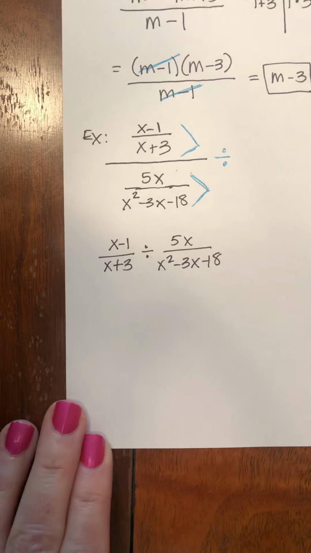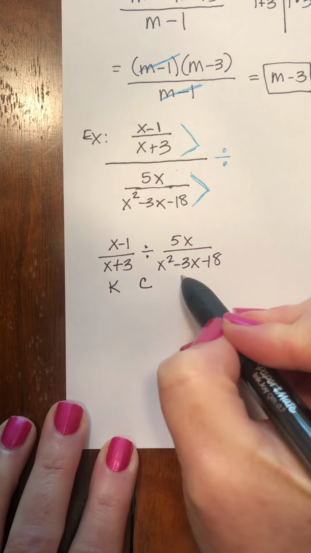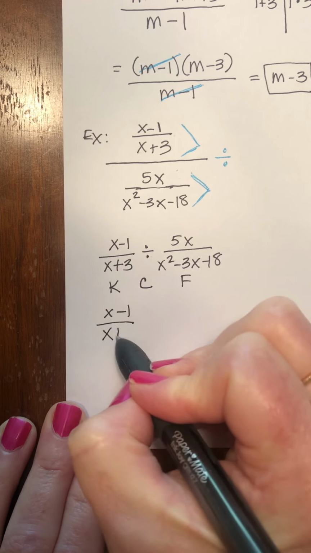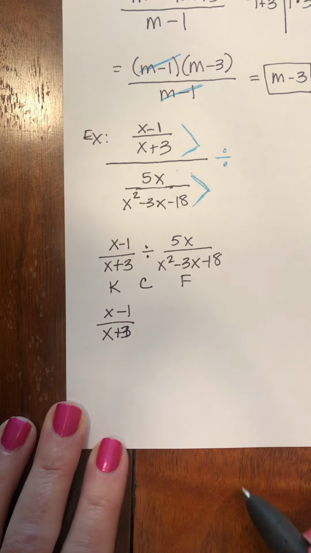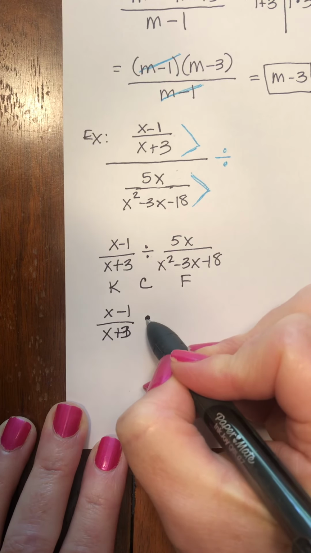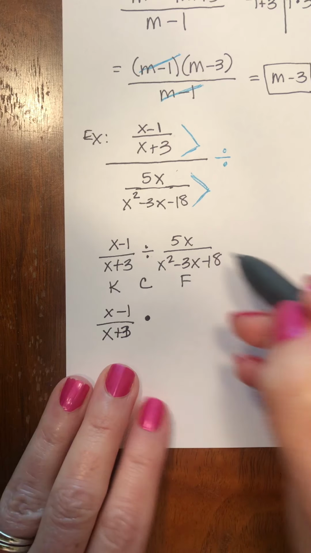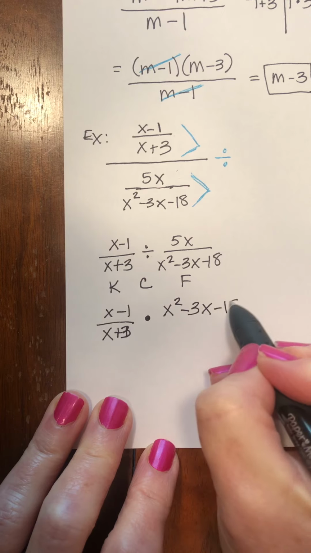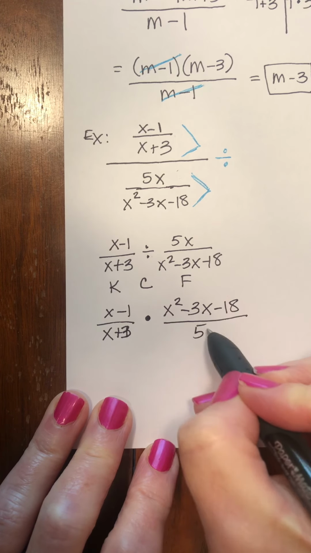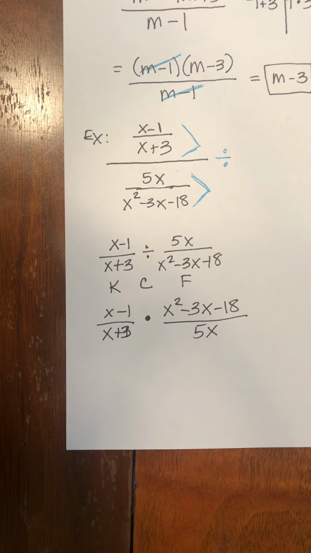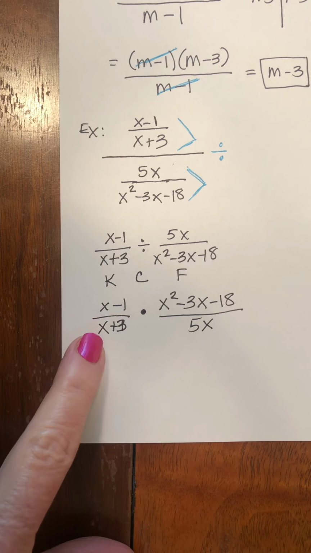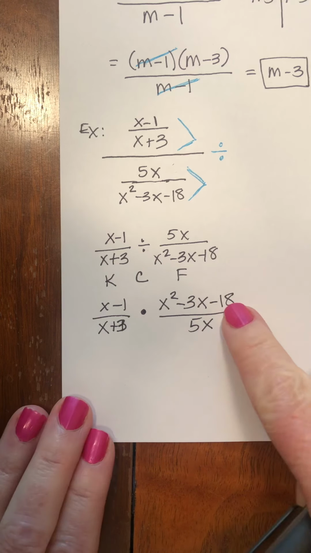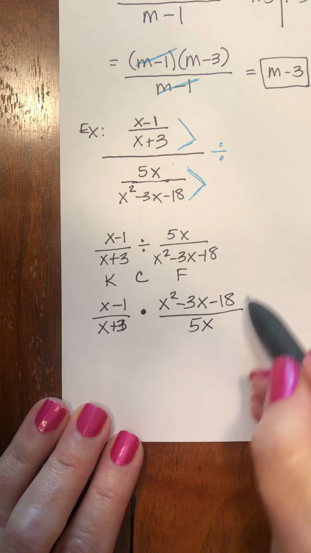So what we want to do again is keep, change, flip. So we're going to keep x minus 1 over x plus 3. We're going to change that division to multiplication, and now we're going to flip the second fraction so that x squared minus 3x minus 18 is on the top and 5x is on the bottom. Well, I like this problem because x minus 1, x plus 3, and 5x are already simplified. We only have one part to factor, and that's going to be this second numerator.